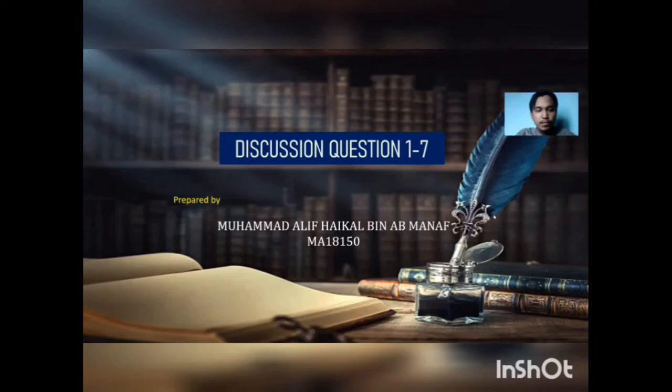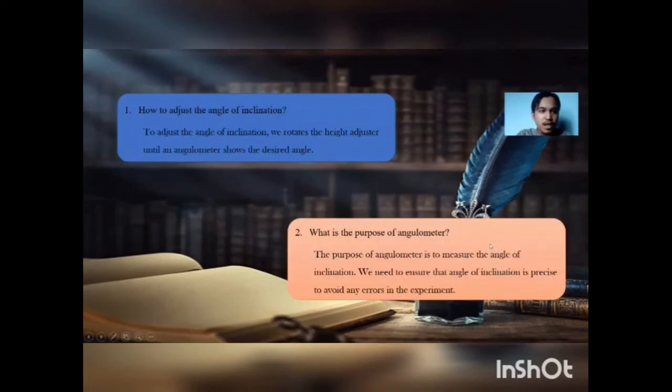I will present my part, which is the discussion for question number 1 till number 7. The first question is how to adjust the angle of inclination. From our experiment, to adjust the angle of inclination, we rotate the height adjuster until an angulometer shows the desired angle.